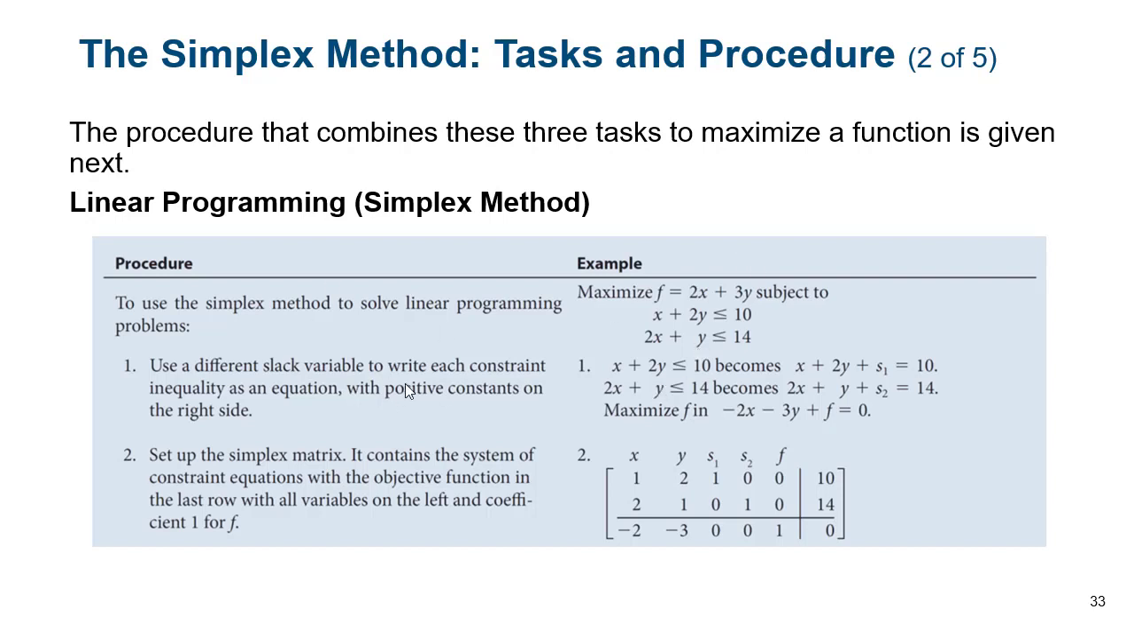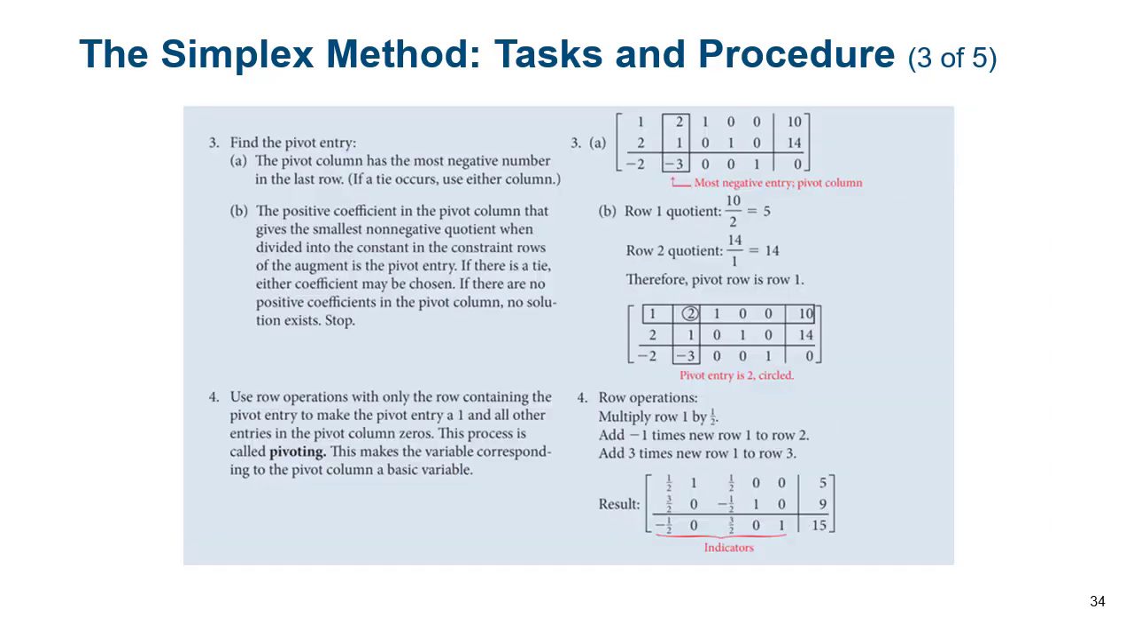Let's look at another example and see how we can apply these tasks to them. So we're given this function 2x plus 3y that we want to maximize, subject to these 2 different constraints. So we first add in our slack variables so we can set them equal to 10 and equal to 14 instead. We move our objective function over and set it equal to 0, and then we would put that into the original matrix, and it would look something like this, right? So here's our original matrix set up with all of our slack variables and constraints.